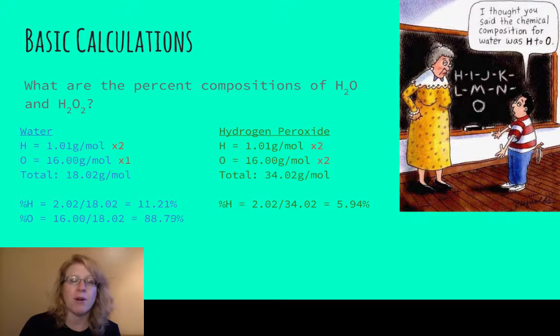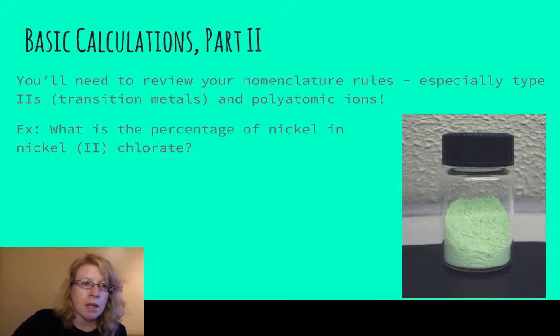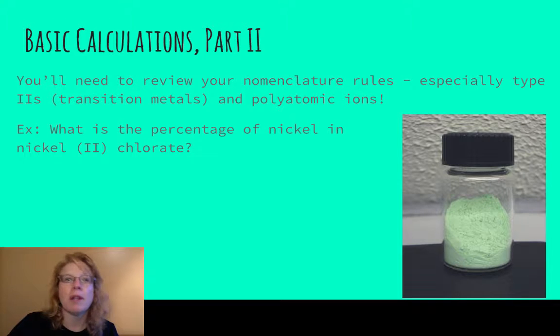So the percent of hydrogen in hydrogen peroxide, it's only about 6%. So you can probably do it by subtraction to figure out what oxygen is. Oxygen's about 94%, or it's 32.00 divided by 34.02. So this is how you do these basic calculations of the part, the individual elements, divided by the whole, which is the whole compound.